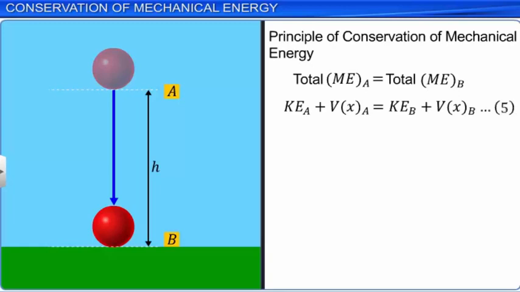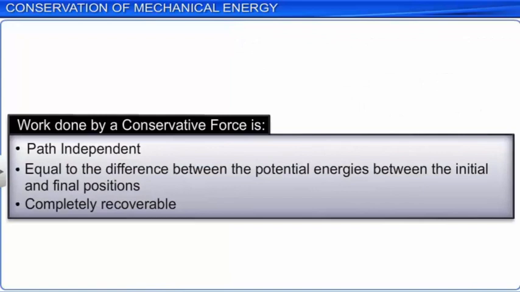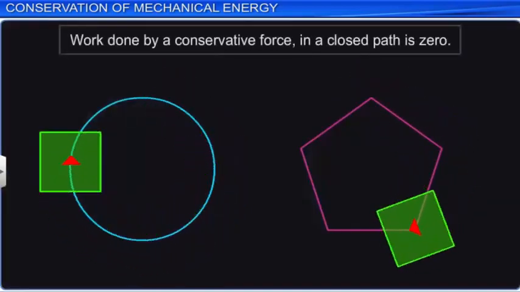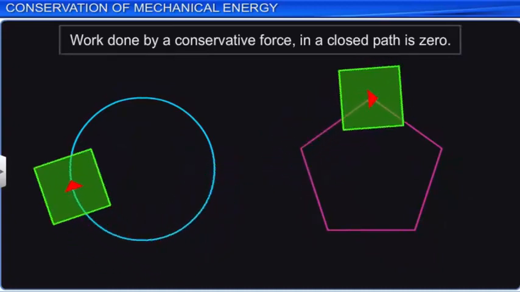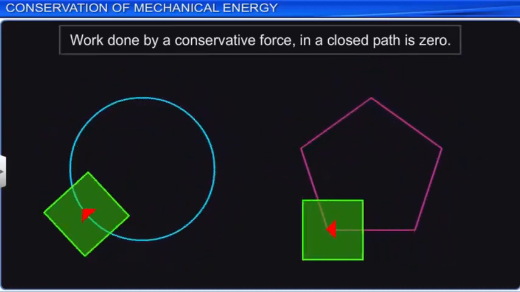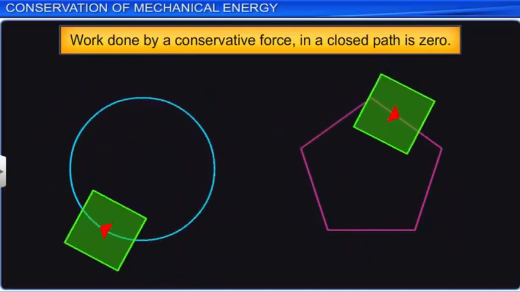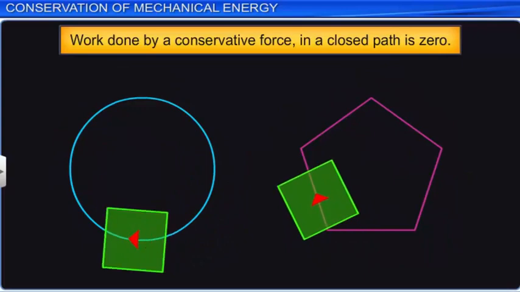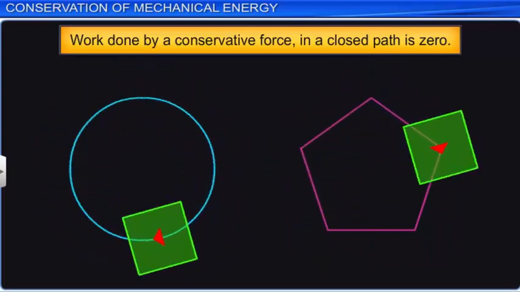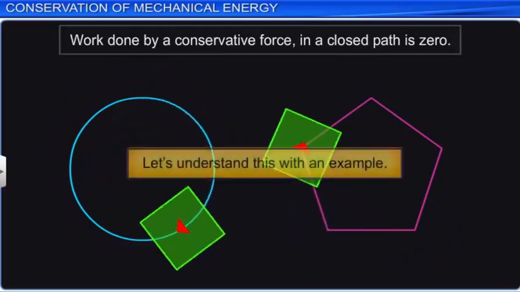From the above discussion, we observe that work done by a conservative force is path independent. It is equal to the difference between the potential energies of the initial and final positions and is completely recoverable. Also, as the work done by a conservative force depends on the initial and final position, we can say that work done by a conservative force in a closed path is 0, as the initial and final positions in a closed path are the same. Let's understand this with an example.